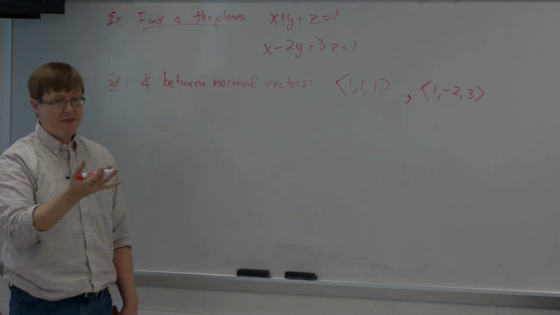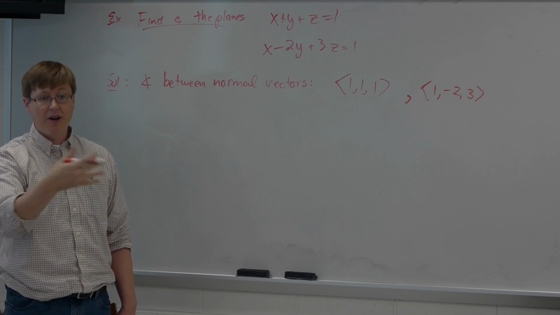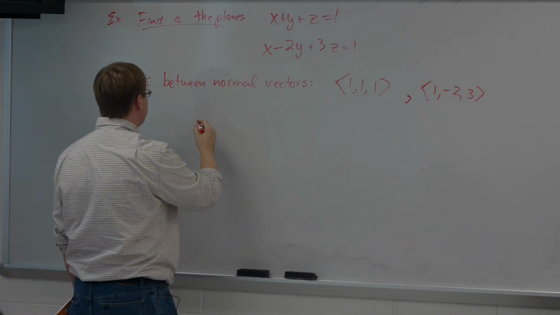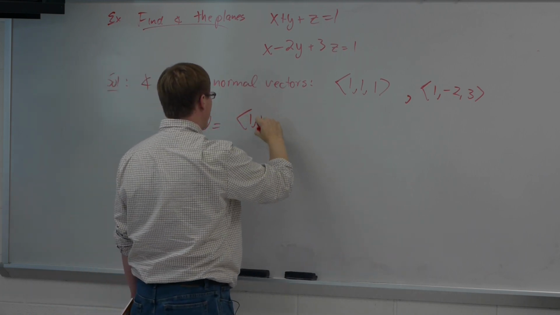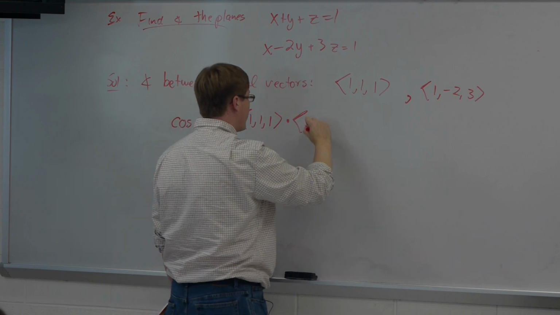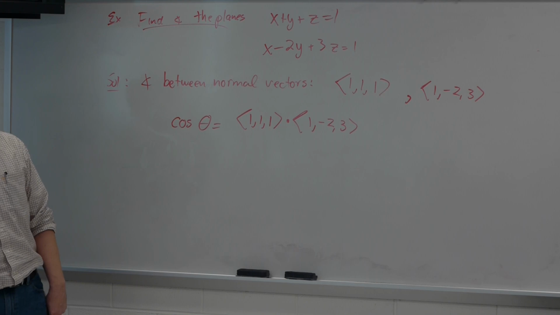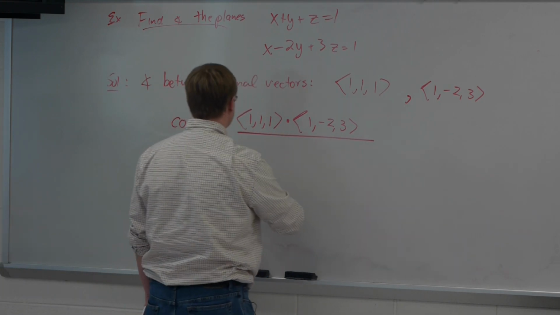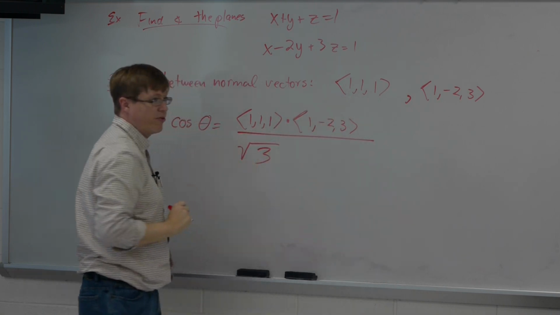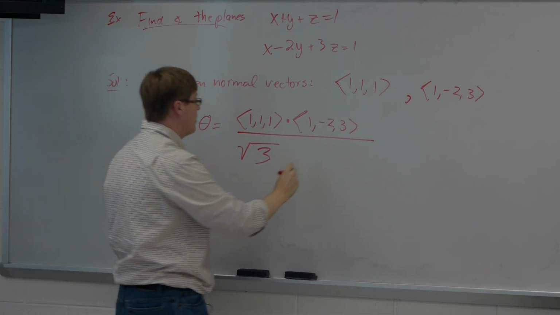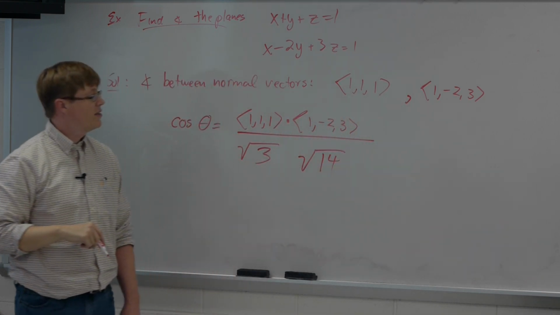So now I just need to find the angle between these two vectors. Well, the dot product cosine gives me the angle. So the cosine of the angle is (1, 1, 1) dot (1, -2, 3), divided by the magnitudes. The magnitude of (1, 1, 1) is going to be root 3, and the magnitude of (1, -2, 3) is root 14.